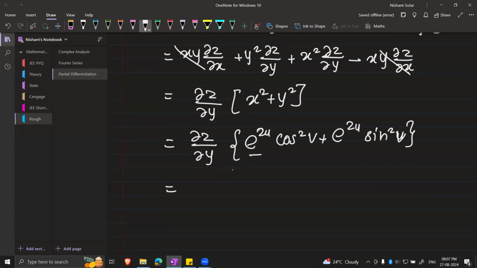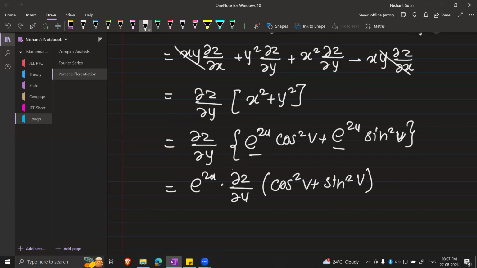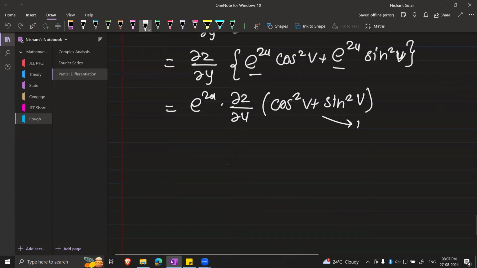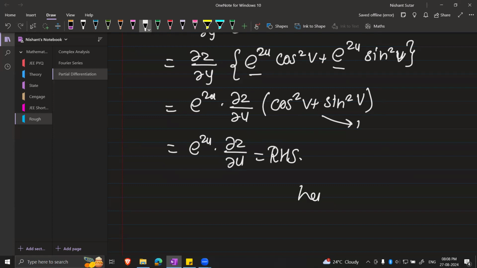So we can take e power u common and write in front. So e power 2u into del z by del u into cos square v plus sin square v. From the class 10 identity we can say this is 1. So that's why we are ended with e power 2u into del z by del u, which is our RHS. Hence true.